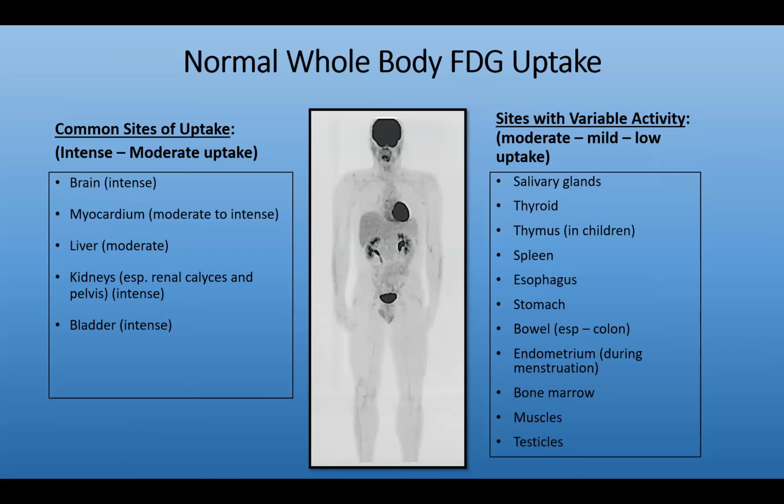However, if there is a focal uptake in any of these organs, then it has to be investigated as a possible malignancy. Okay? But if it's just uniform and variable and diffuse, then we don't get too concerned.